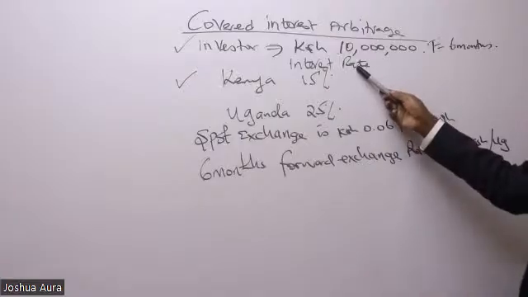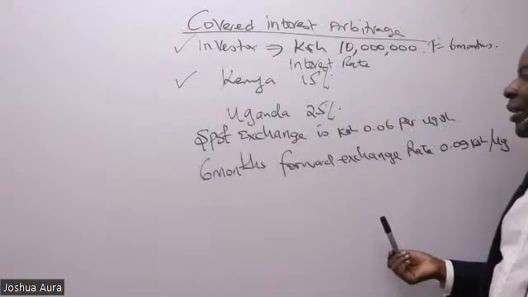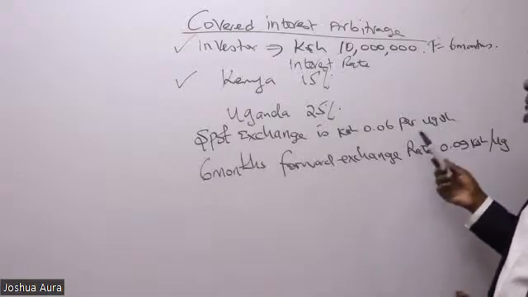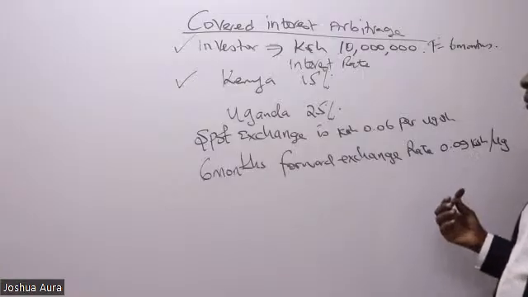Then we have interest rates. Kenya is a little bit lower, 15%. Uganda is 25%. And then the spot exchange rate. Today's exchange rate is Kenya shilling 0.006 per Uganda shilling. Same for the 6 months forward exchange rate.